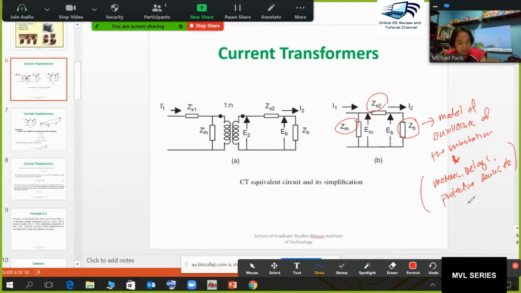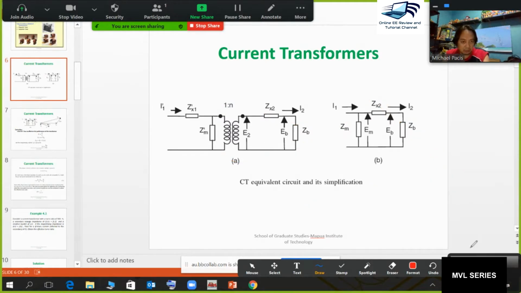Okay, it is modeled in impedance, which is the so-called burden. So it means you already know what a substation is, right? That is your transformer, and in front of the transformer secondary is your transformer substation. Of course, there are some loads connected at the secondary side, which are considered as parameters: your meters, your relays, and other devices. That is why it models the auxiliaries of the substation.